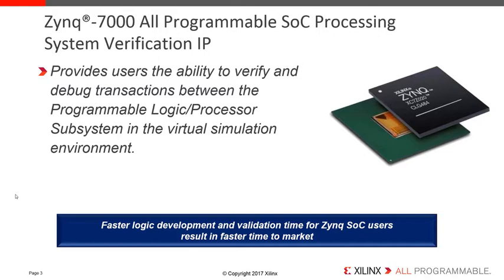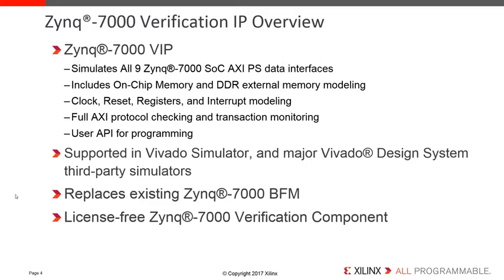The key goal of the Zynq7000 Verification IP is to provide users the ability to verify and debug transactions between the programmable logic and processor subsystem in the virtual simulation environment, which can translate to accelerated design productivity. The Zynq7000 Verification IP models all 9 of the Zynq SoC AXI processing system data interfaces, including on-chip memory and external DDR memory. The user can also control resets, read and write registers, and process interrupt requests using the provided Application Programming Interface, or API.